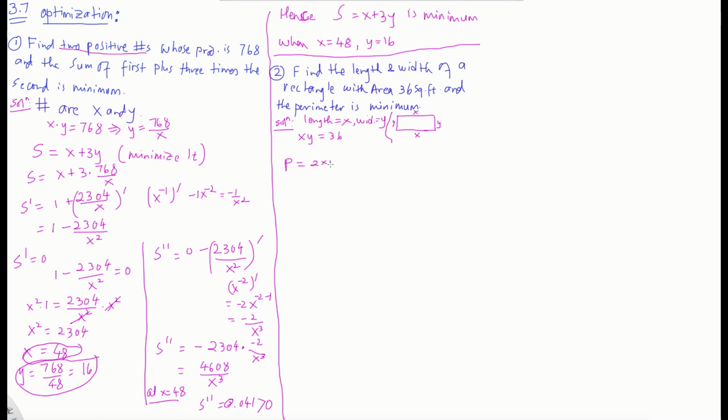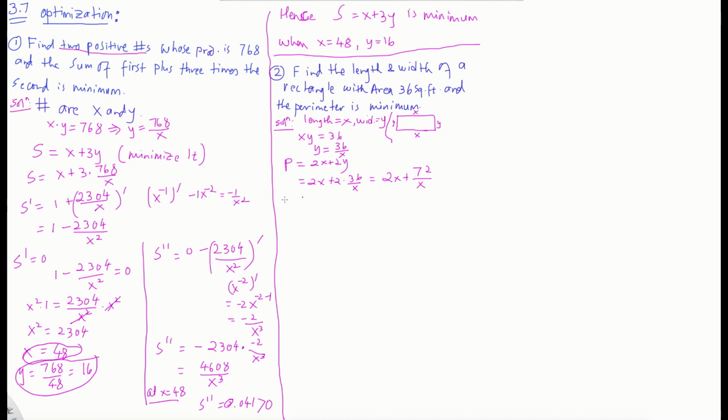So 2x plus 2y. Again, you want to minimize the function p, like we were minimizing the function s here, right? So how do you do that? Solve the first one for y, 36 over x, and plug in that here. So p is basically 2x plus 2 times 36 over x. You see that? So what you get is basically 2x plus 72 over x.